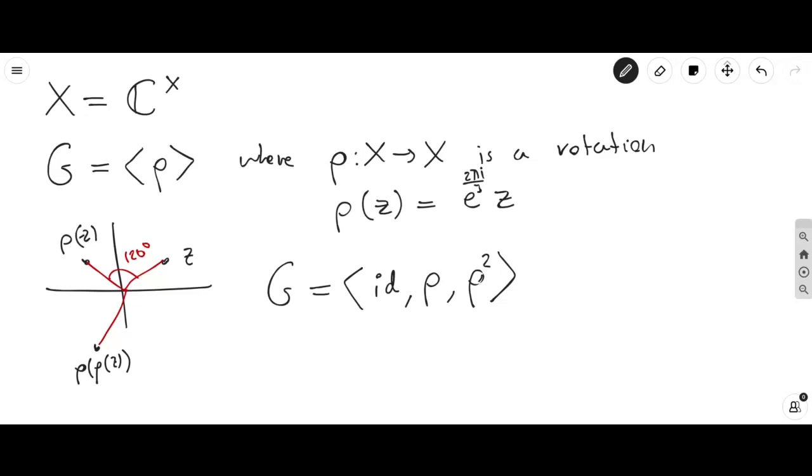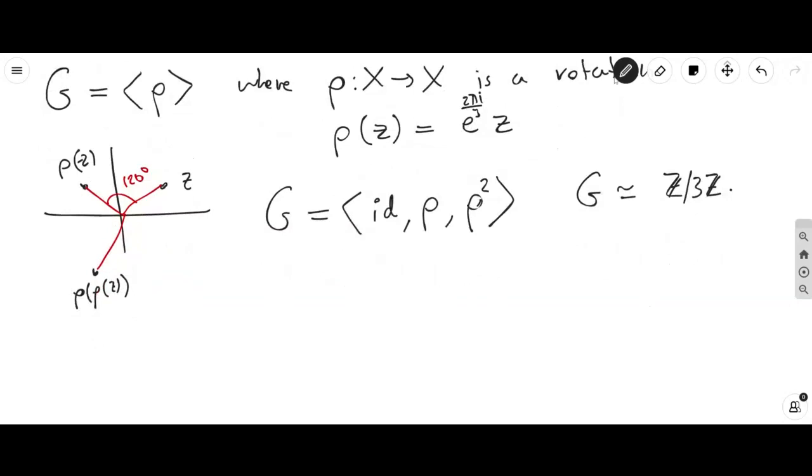So that would be your automorphism group. This is actually a group that contains only 3 automorphisms. And as a group, G is isomorphic to the integers mod 3. So let's describe the covering that we get.